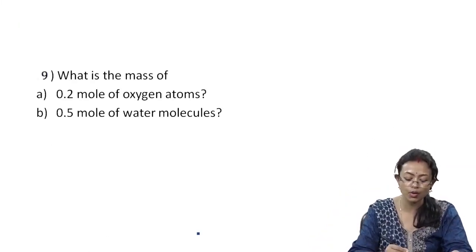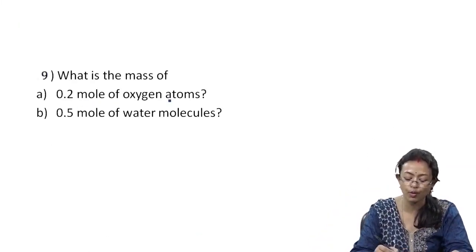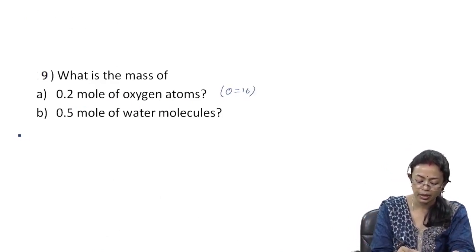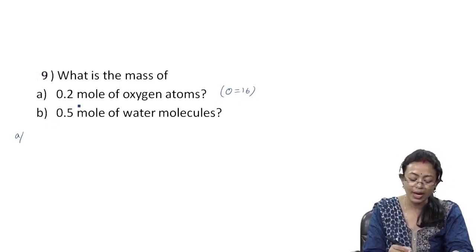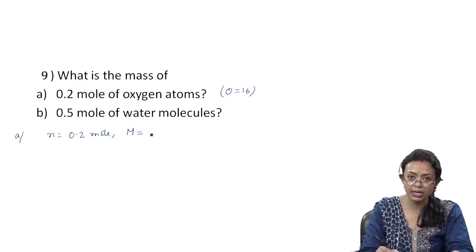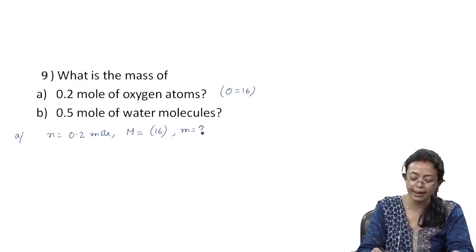What is the mass of 0.2 mole of oxygen atoms? The mole is given to you. You have to find out the given mass. Now again, because it is oxygen atom, so O is equal to 16. So the first one, n is given to be 0.2 mole. M, the molar mass of oxygen atom, is 16. It's already known to you. So you have to find out what is m.